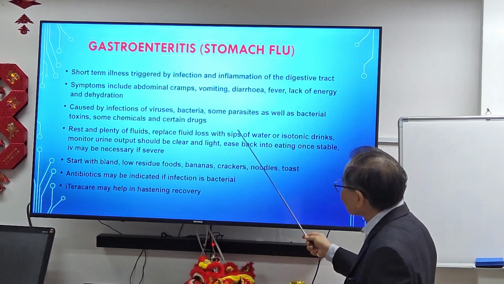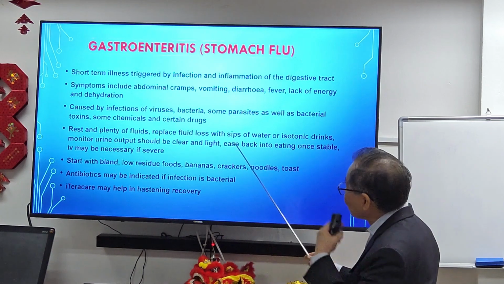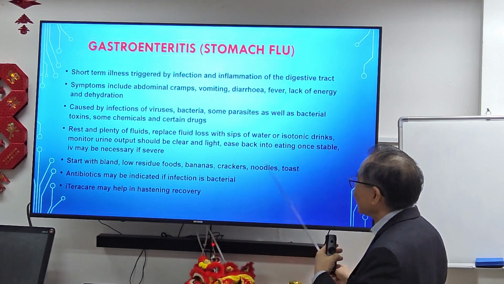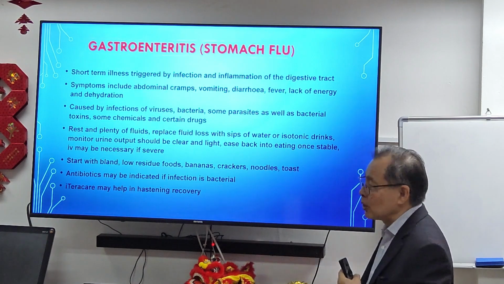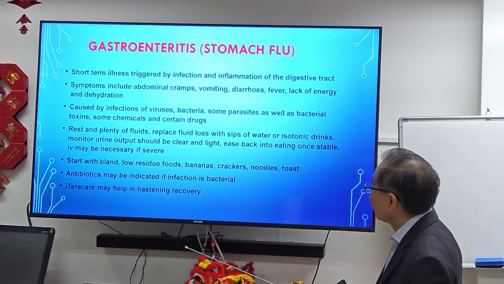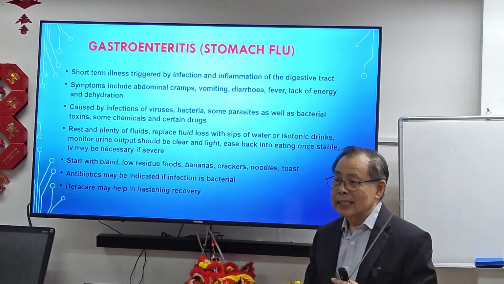And as soon as you can tolerate the fluids that you put in, slowly ease back into eating. Start with very bland, low residue food, bananas, crackers, things like that. Antibiotics may be indicated.